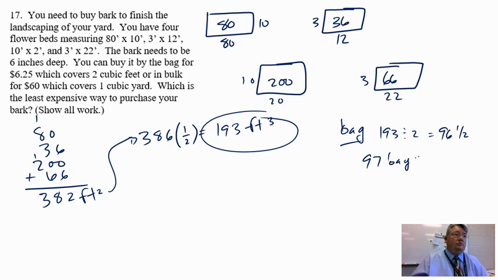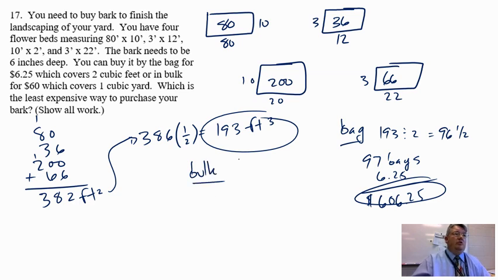And each bag is going to be $6.25. Well, 97 times 6.25 is going to give me $606.25. That's by bags.